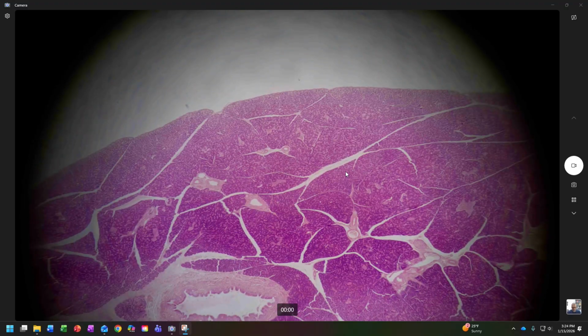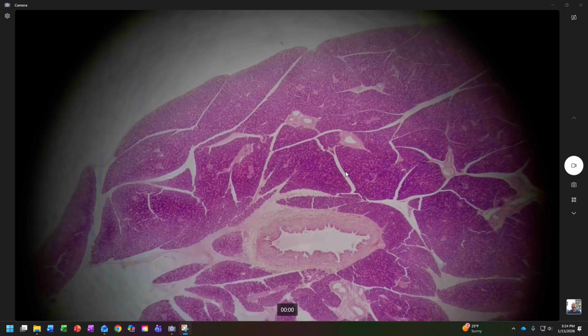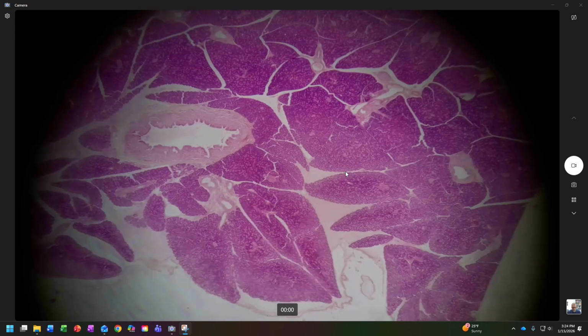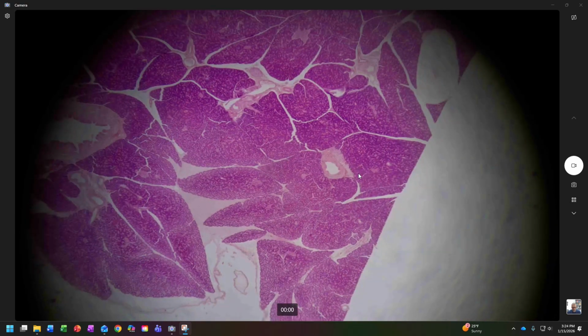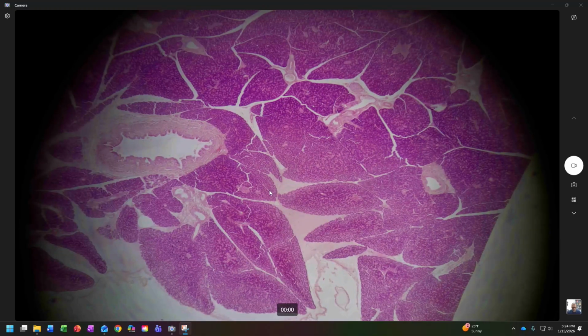But let's try to zoom in on a place where we can see some significant islets, or pancreatic islets. I grew up learning them as islets of Langerhans. I'm going to zoom in on this one right here.